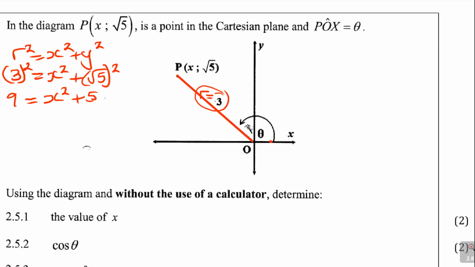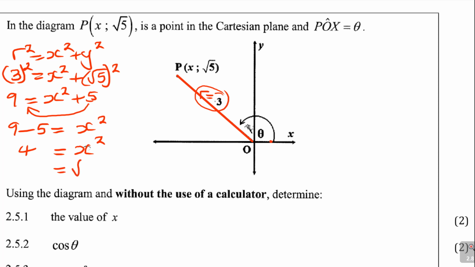Say square root of 5 and then squared is 5. Take 5 to join 9. So you'll have 9 minus 5 is equal to what? X squared. But pay attention. What is 9 minus 5? It's 4. Is equal to what? X squared. That's where now things change.